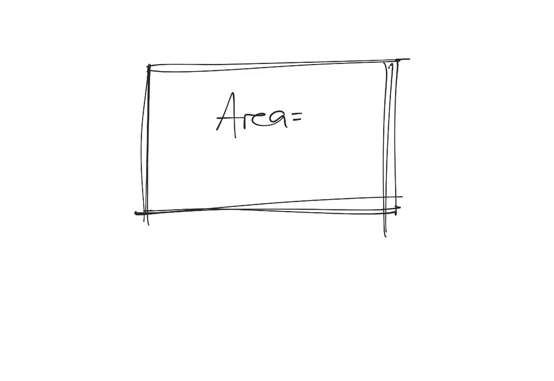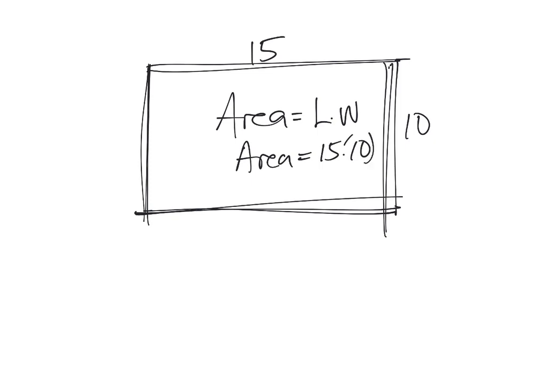Well, the area for a rectangle is length times width. What if we know that the length is 15 and the width is 10? Now we can find the area by plugging in 15 for the length and 10 for the width. And the answer is 150, let's say, feet squared, okay? So you have this nice size field behind your house that you can use for gardening. So this is just an example of where this is used.